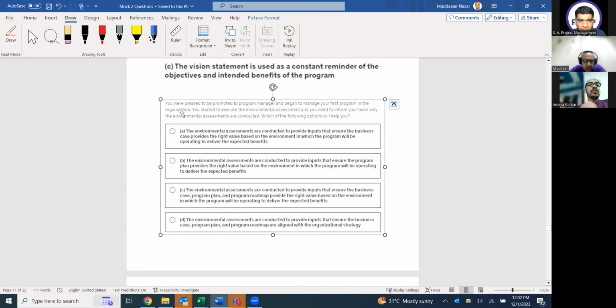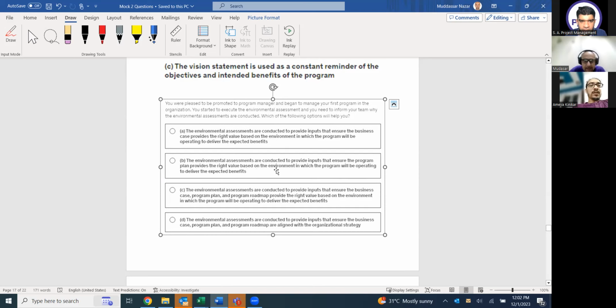So you were pleased to be promoted to program manager and began to manage your first program in the organization. You started to execute the environmental assessment, and you need to inform your team why the environmental assessments are conducted. Which of the following options will help you? The environmental assessments are conducted to provide inputs that ensure the business case provides the right value based on the environment in which the program will be operating to deliver the expected benefits. Yes, that's a good option.